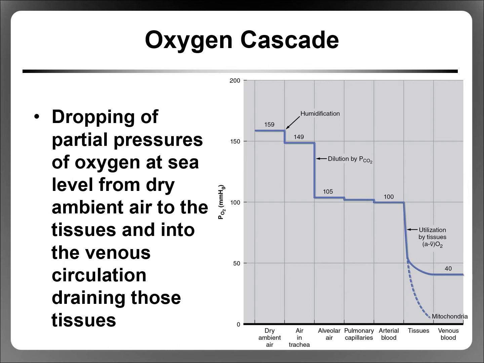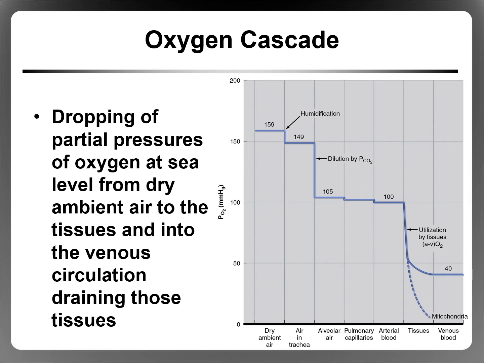If you see in the example over here, we start with about 159 millimeters of mercury when we have dry ambient air. Then when we breathe this air in to just the trachea, we're going to lose about 10 millimeters of mercury of pressure. This is due to humidification. We have to add moisture to that dry air.